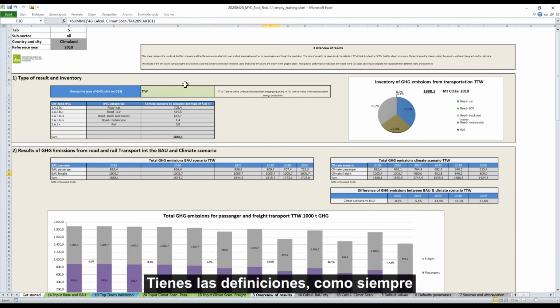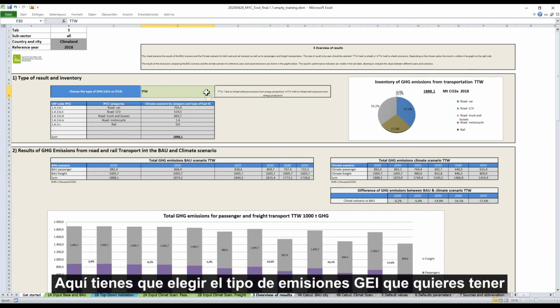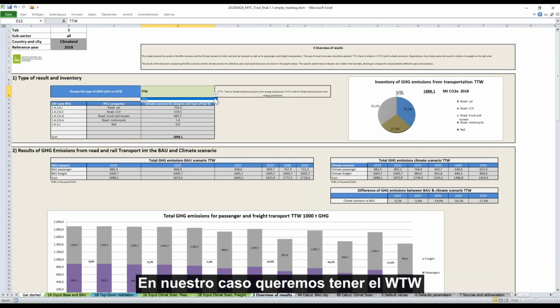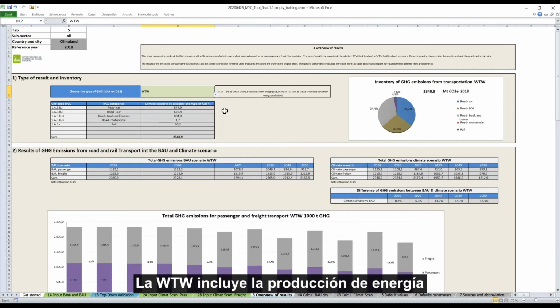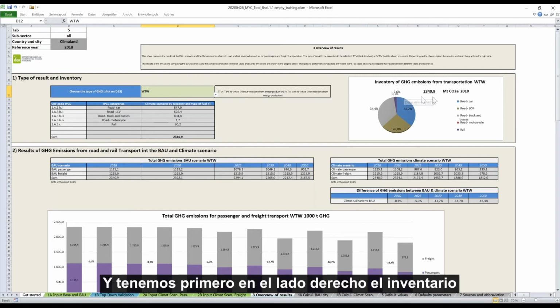You have the definition as always. Here you have to choose, I talked about it in the first video with the PowerPoint presentation, between the types of GHG emissions that you want to have, either tank to wheel or well to wheel. In our case, we want to have the well to wheel actually. So the well to wheel includes the energy production. And we have first on the right side the inventory.